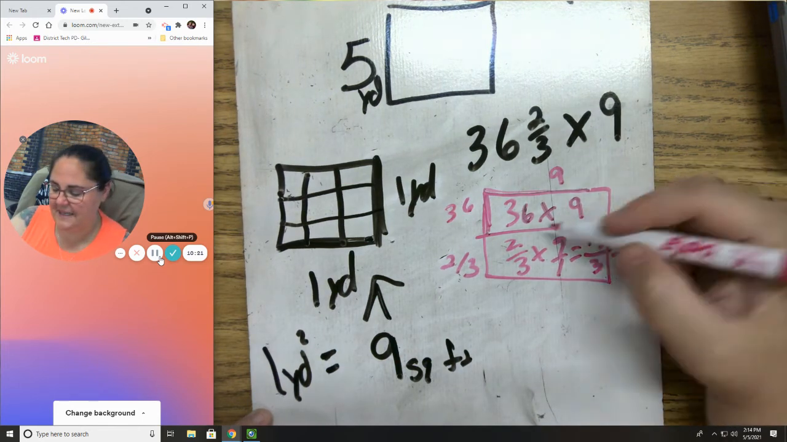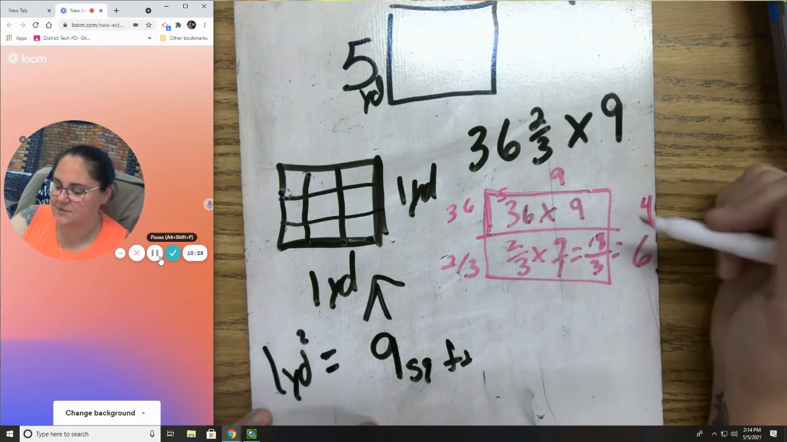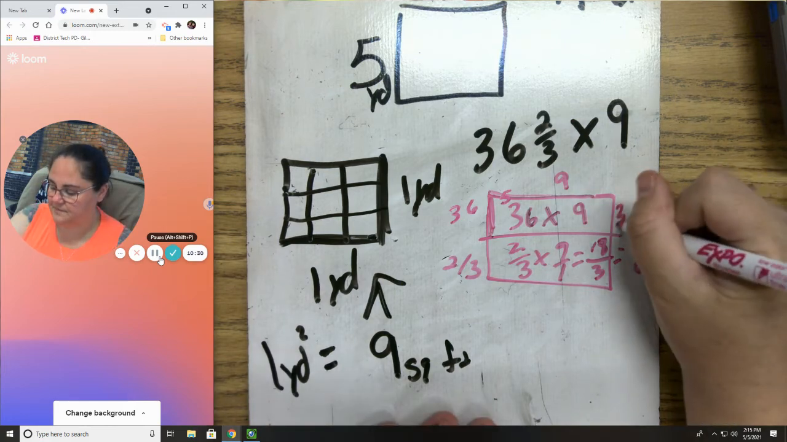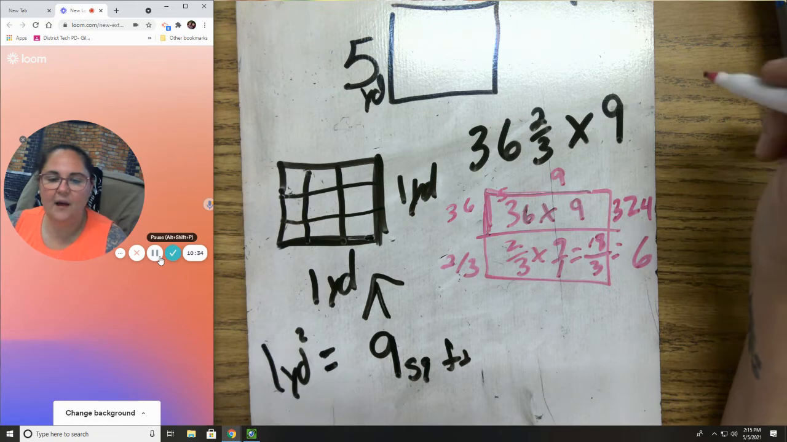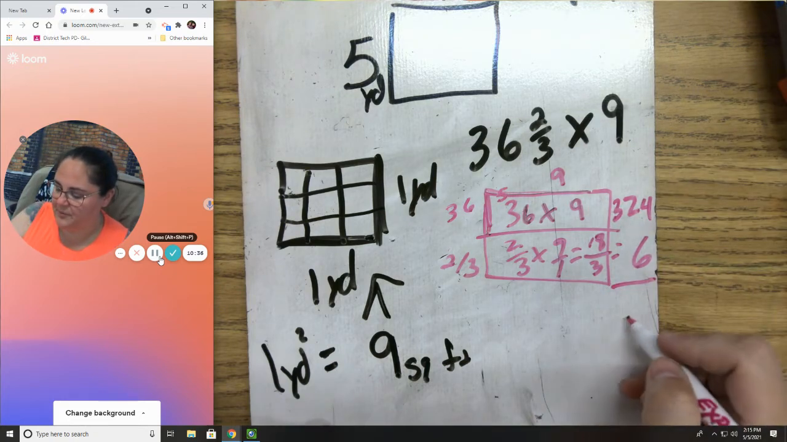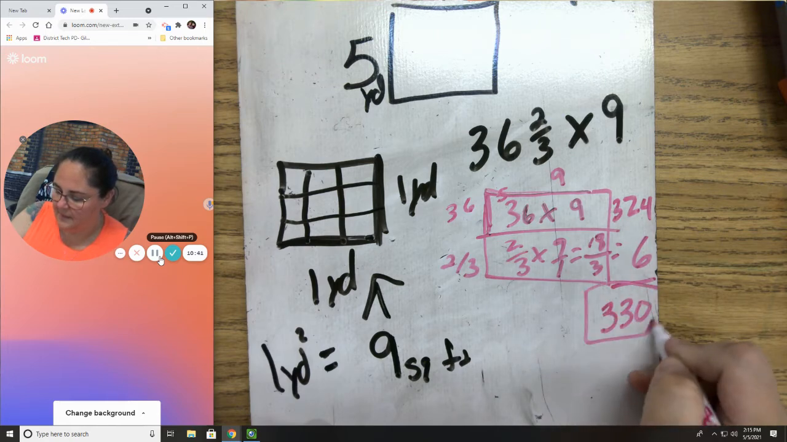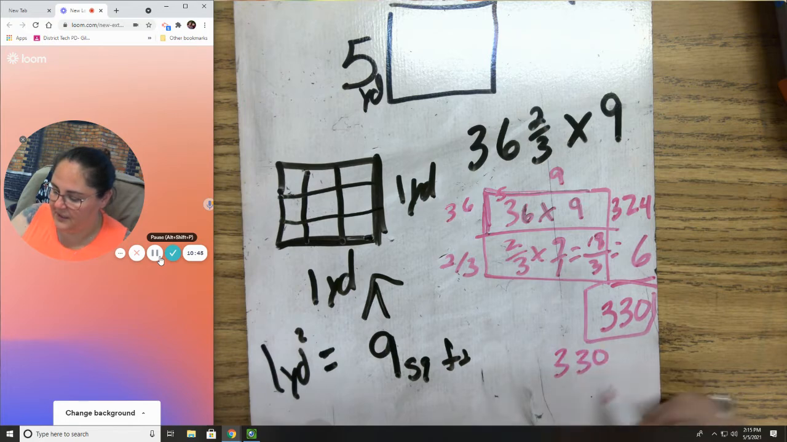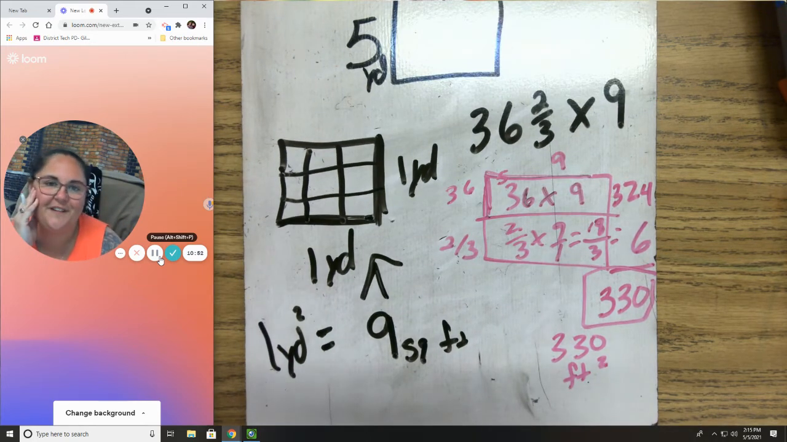36 times 9. 9 times 6 is 54. 9 times 3 is 27, 28, 29, 30, 31, 32. So 324. Now I'm going to add 324 plus 6 is 330. So this yard has 330 feet squared.